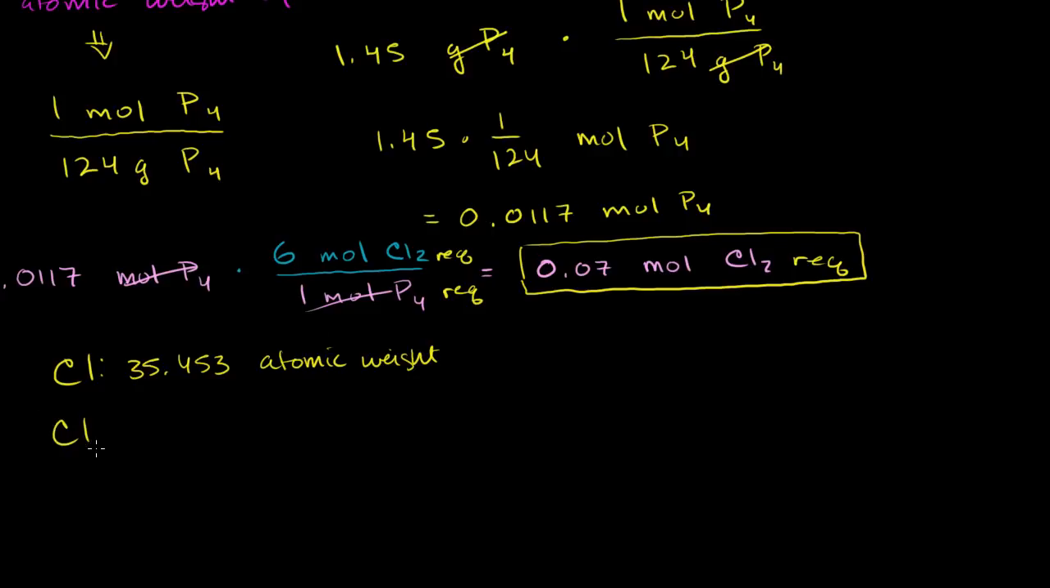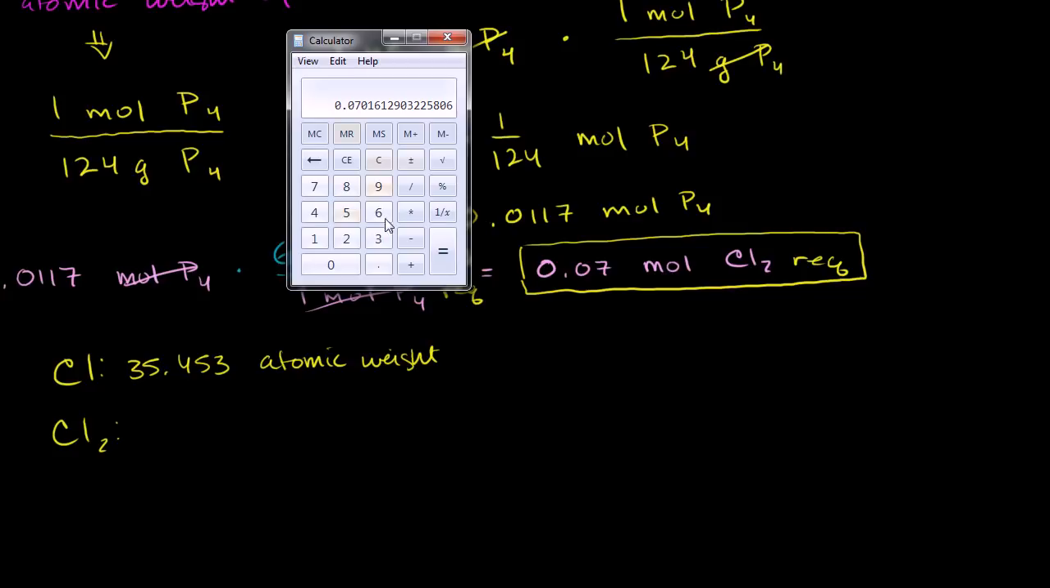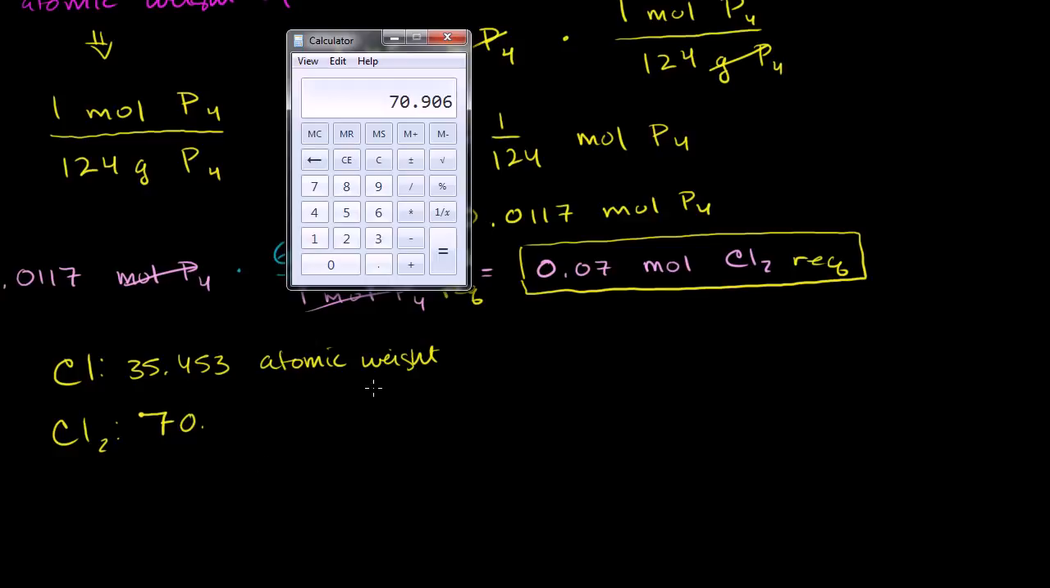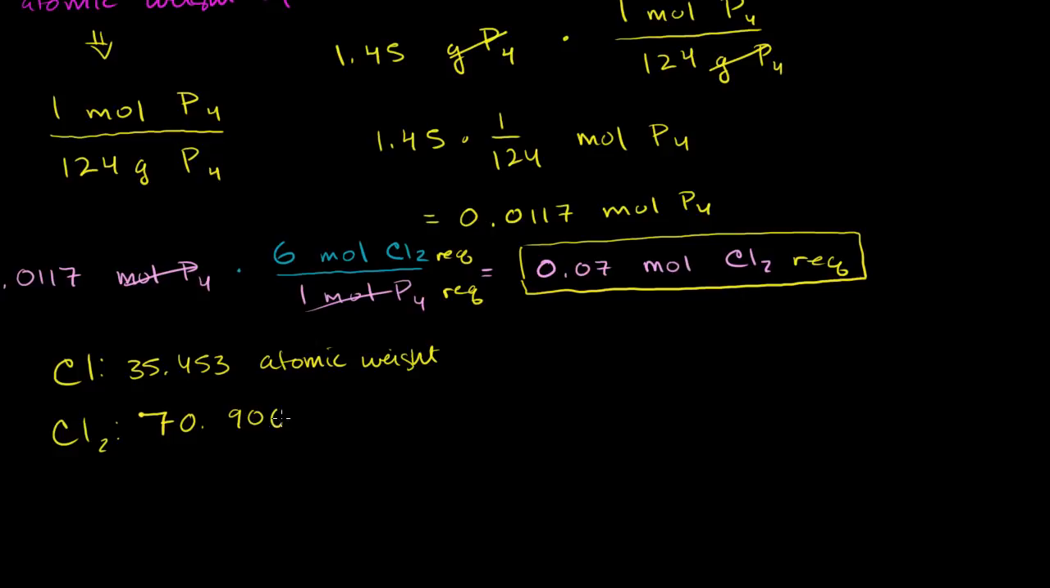So molecular chlorine gas, which has 2 atoms, is going to have twice that. So I could do it in my head. It's going to be right about 70.9? I'll just use the calculator. I don't want to make a silly math mistake. 35.453 times 2 is equal to 70.906. I didn't even need the calculator. So it's equal to 70.906 atomic weight.